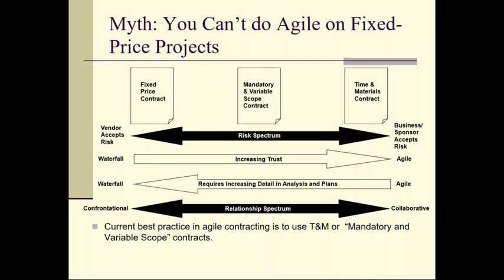So what we do is we break the project up into two phases. There's the mandatory scope phase, and then there's the variable scope phase. So we split the project into two. The must-haves are in the mandatory phase. The variable scope phase has the should-haves and the nice-to-haves. So we split our scope amongst those two phases as well.